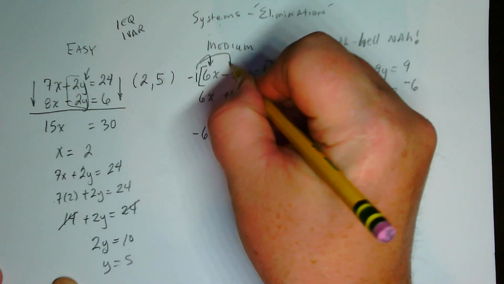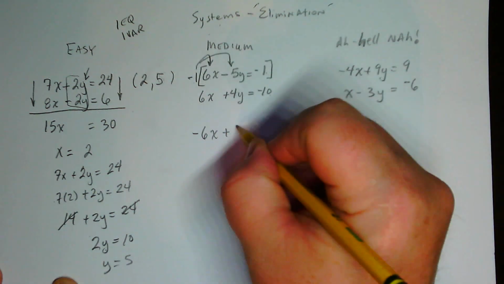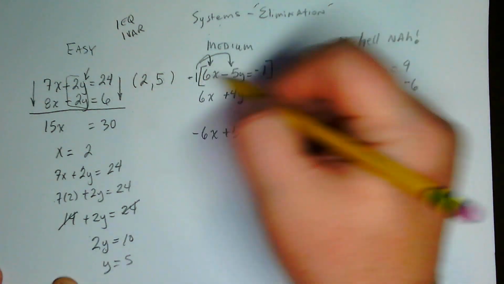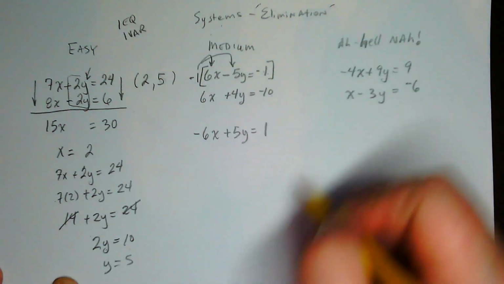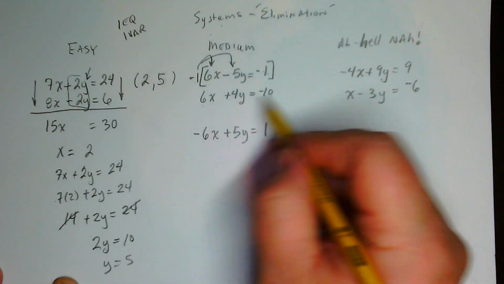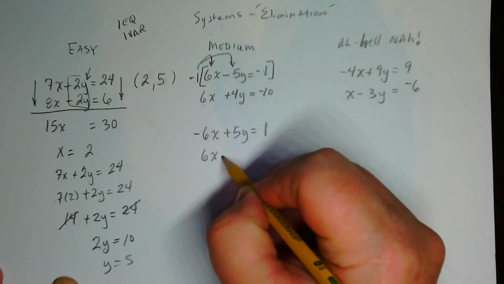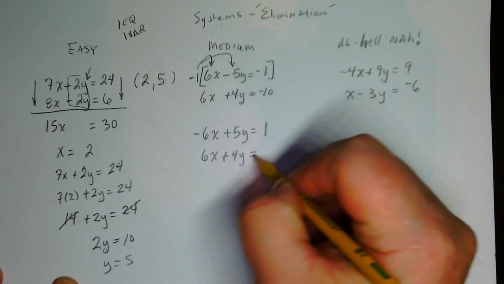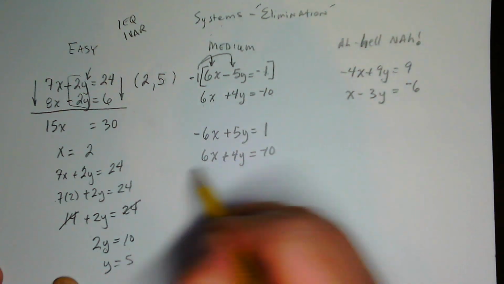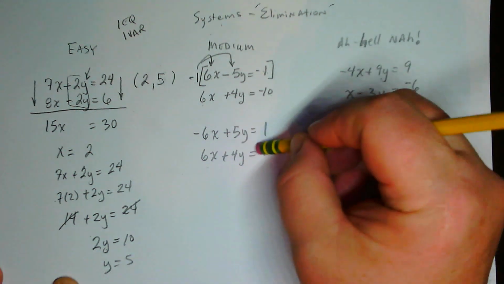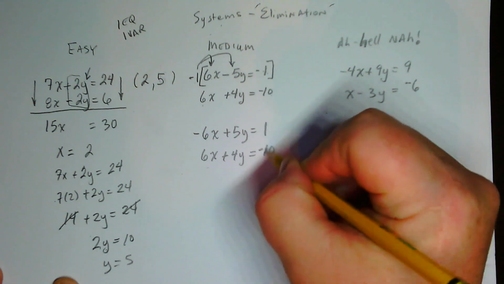And then over here, negative times a negative is positive, equals a negative times a negative is positive, right? And then this one's going to stay exactly the same. So what you do to one side, you do to the other. The value stays the same. It ends up looking a little different. That's a -10 right here, right?